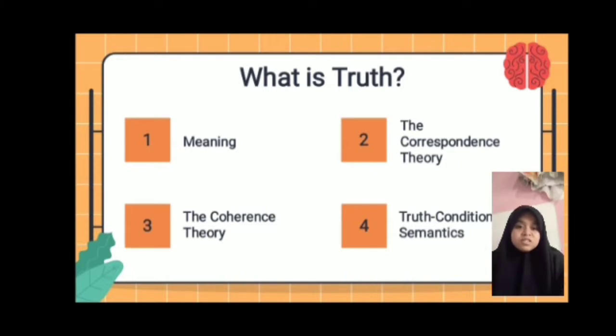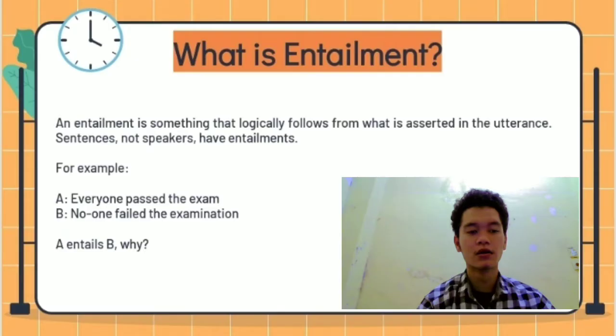The last one is truth conditional semantics. Entailments are inferences that can be drawn solely from our knowledge about the semantic relationship in a language. This knowledge allows us to communicate much more than we actually say. It's the sentences, not speakers, that have entailments. Entailments also depend on the meaning of the sentence, not the meaning of the context.